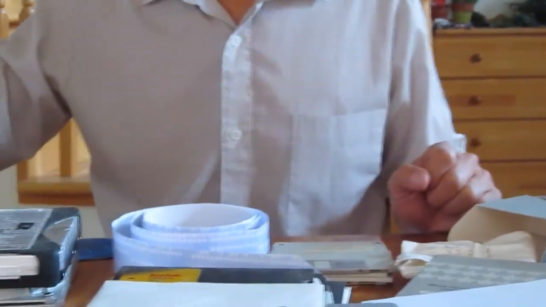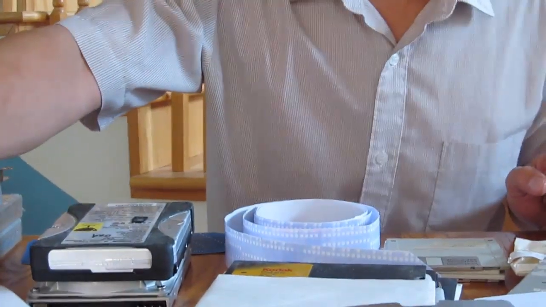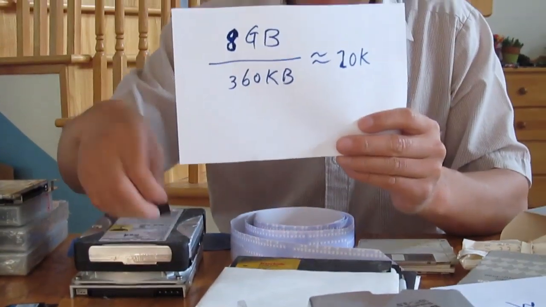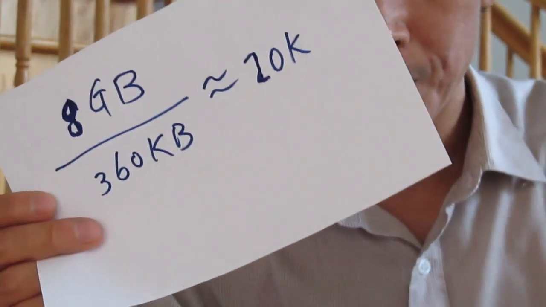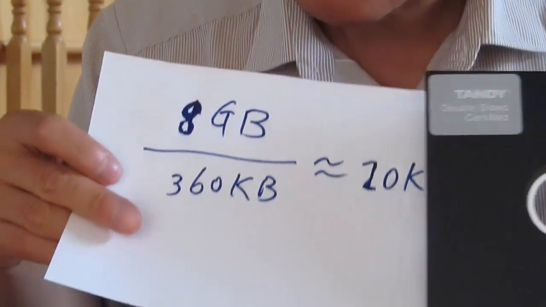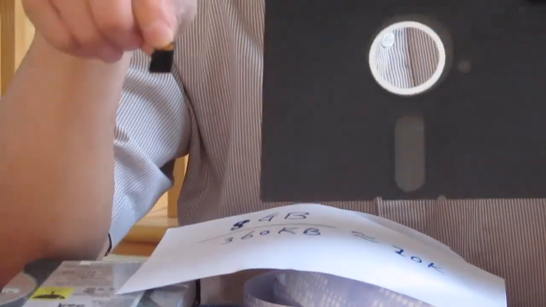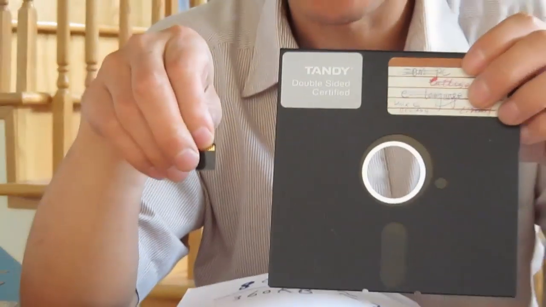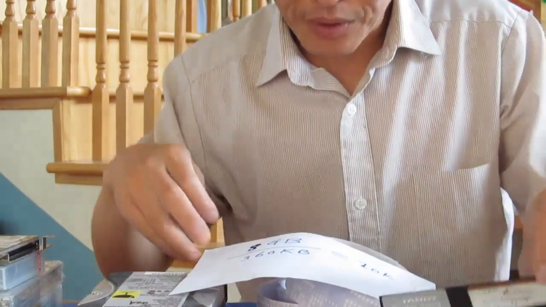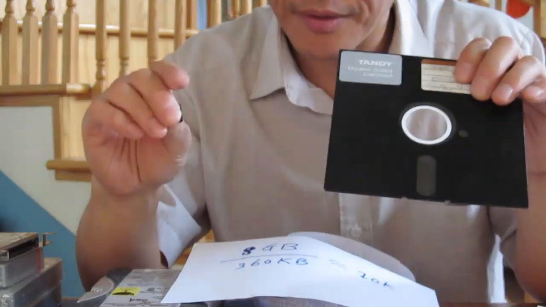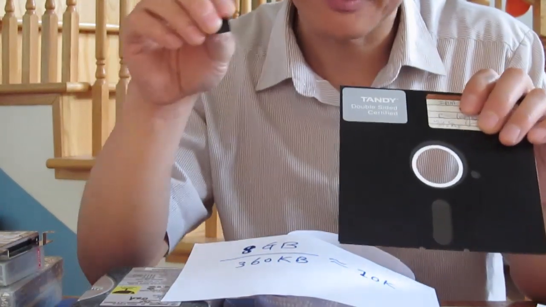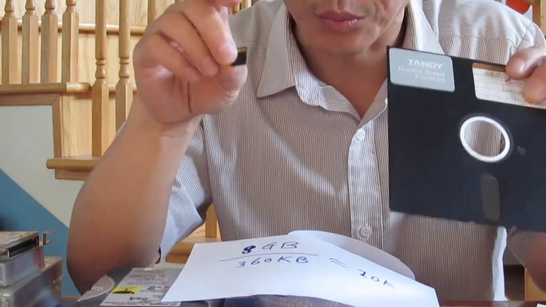If I calculate the difference, for example, this 8 gigabytes compared to the 360 kilobytes, one is 8 gig, one is 360. There's approximately a 20,000 times difference. This small thing has a capacity 20,000 times more storage than this one.